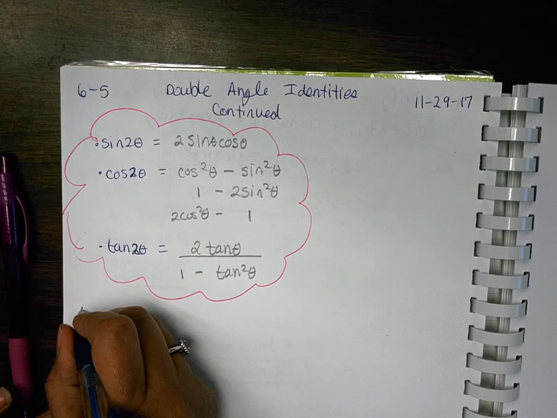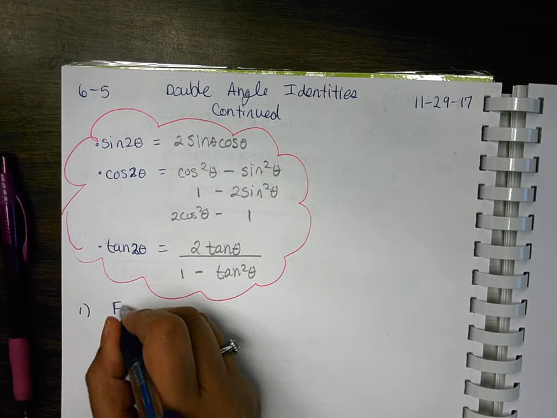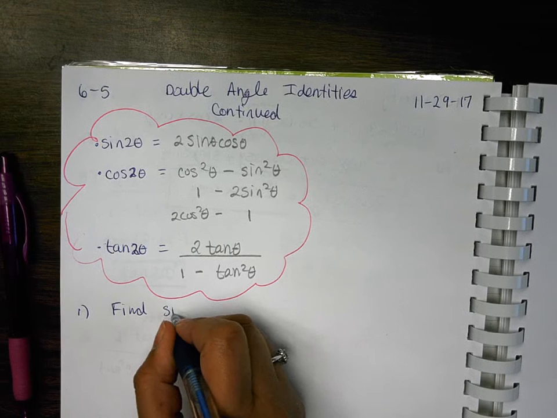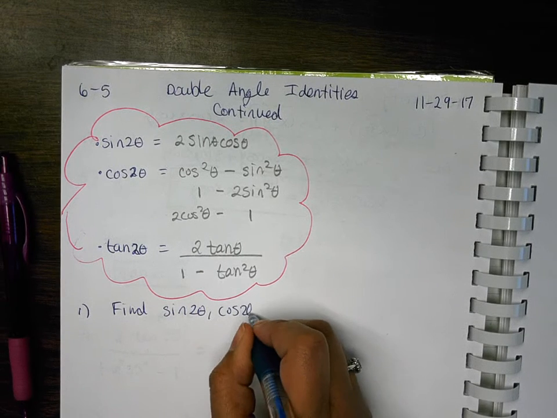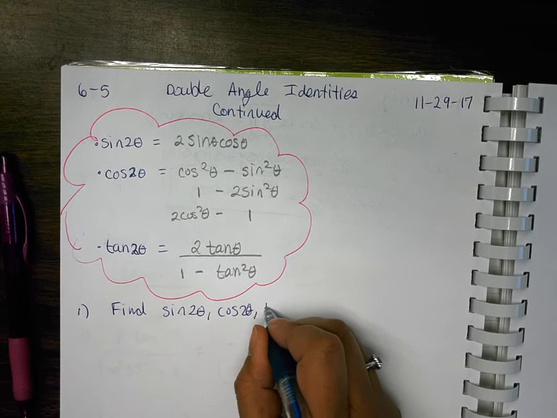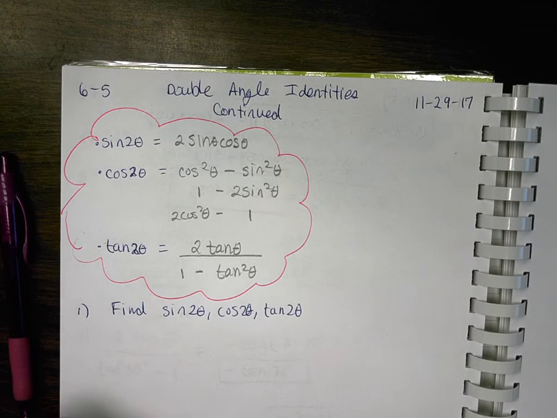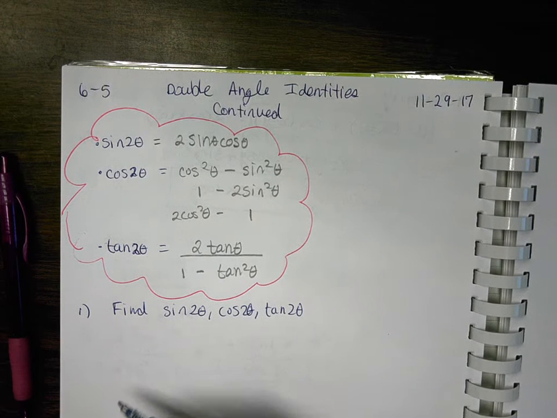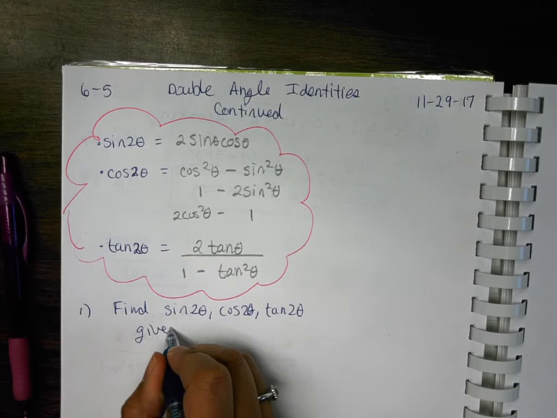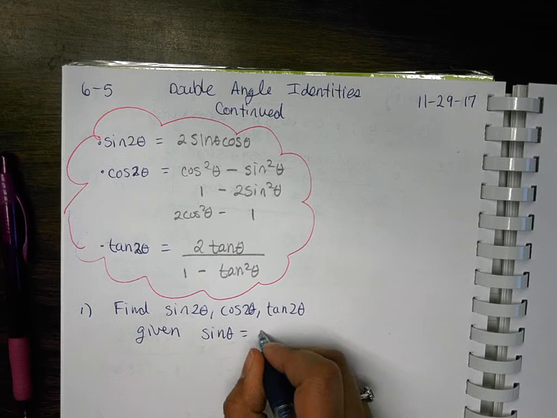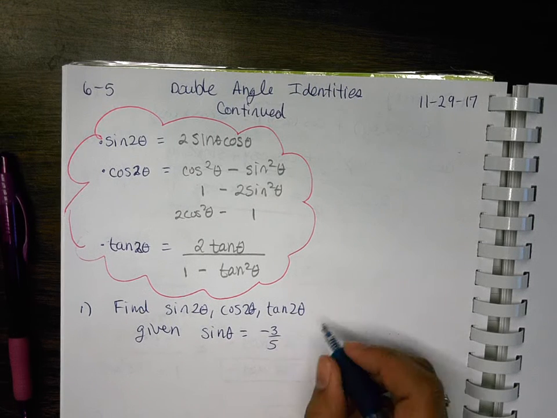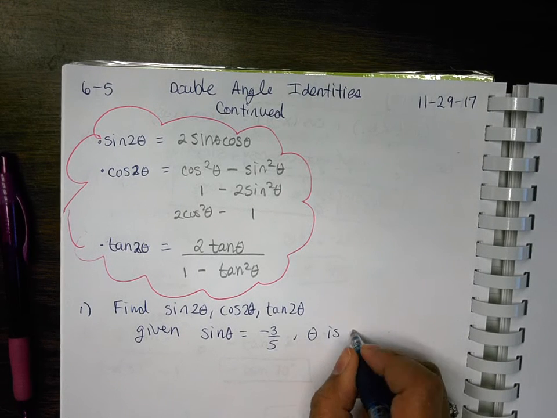Good. Okay, number 1, find sine 2 theta, cosine 2 theta, tan 2 theta. Well, you need more information, of course. Okay, given sine of theta equals -3/5, and theta is in Q3.